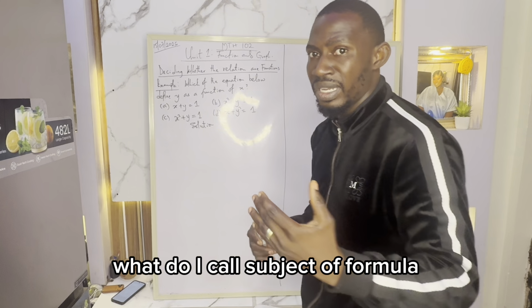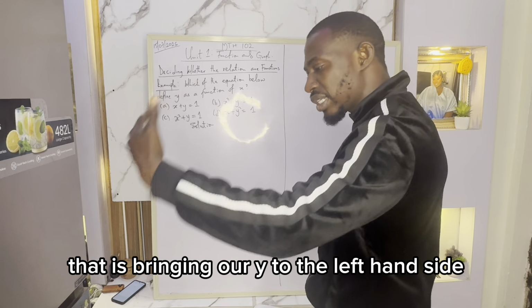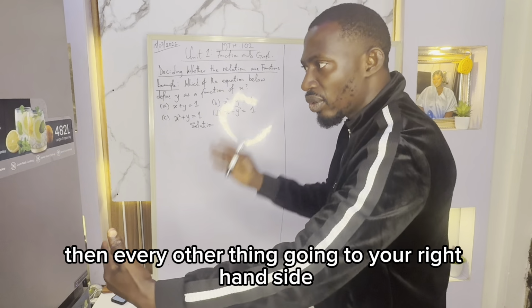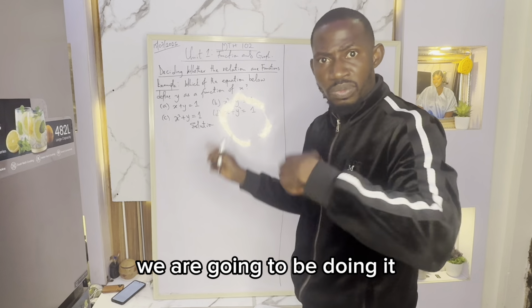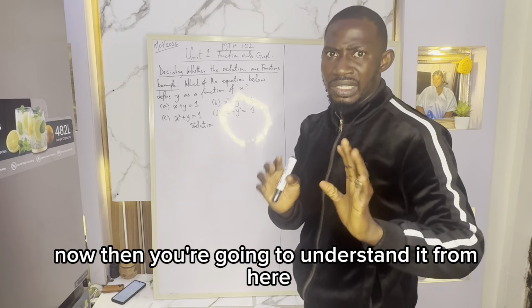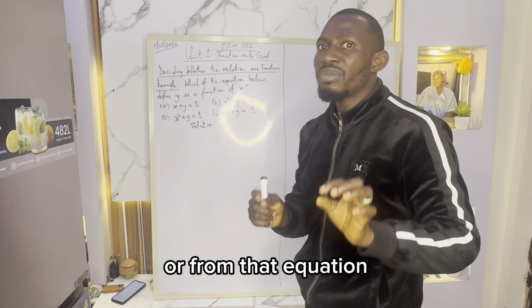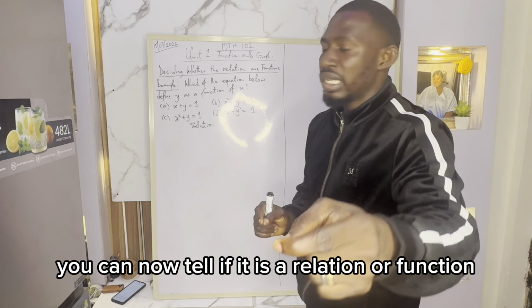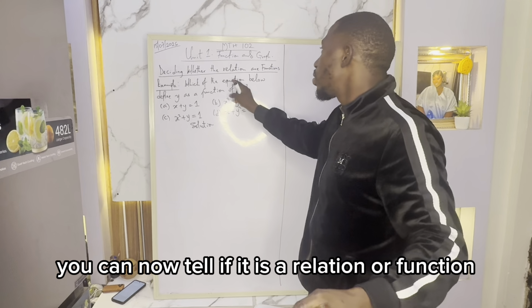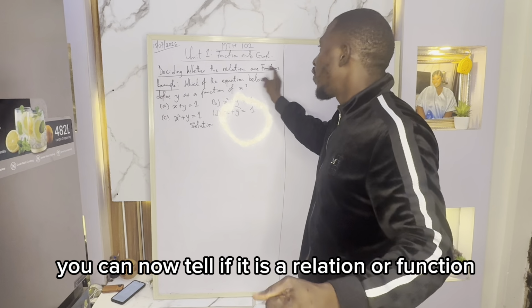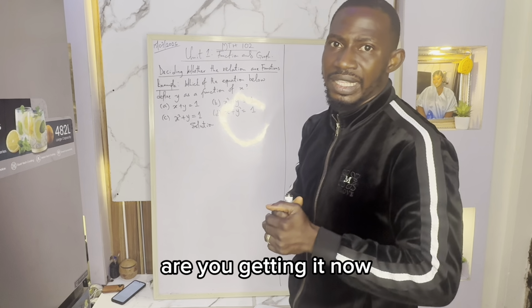What do I call subject of formula? That is bringing our y to the left hand side, standing alone, then every other thing going to your right hand side. We are going to be doing it now. Then you are going to understand it. From there, or from that equation, you can now tell if it is a relation or function. Are you getting it?